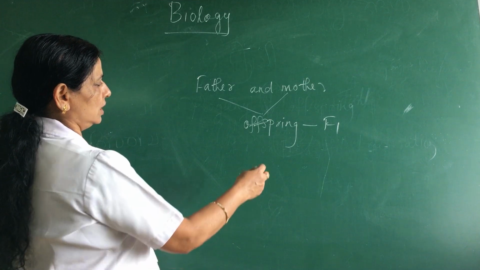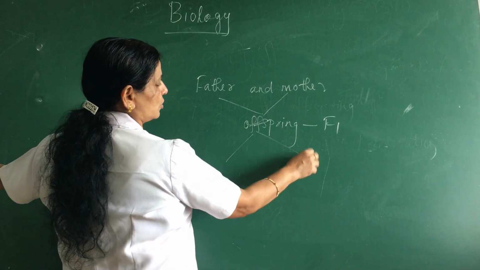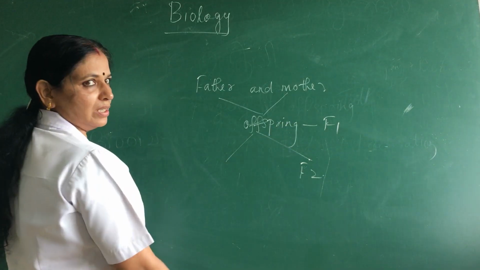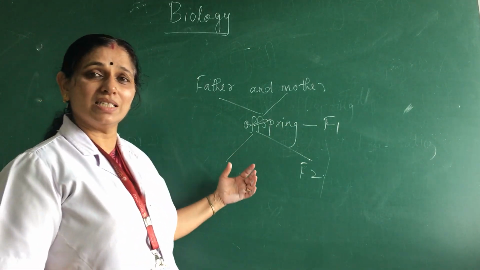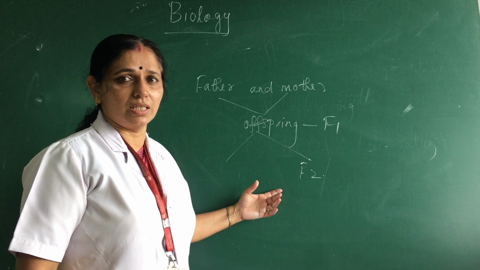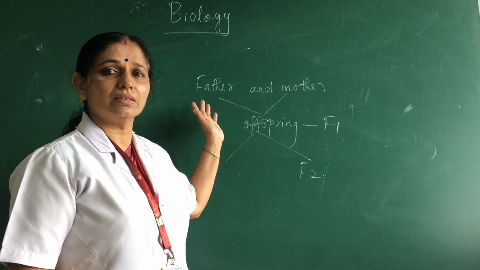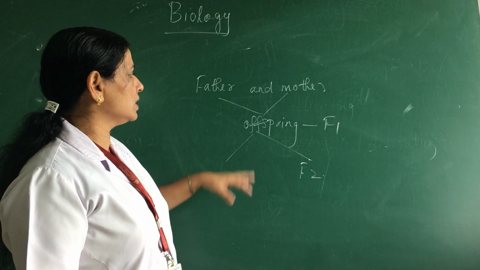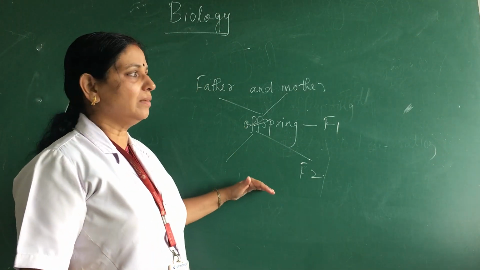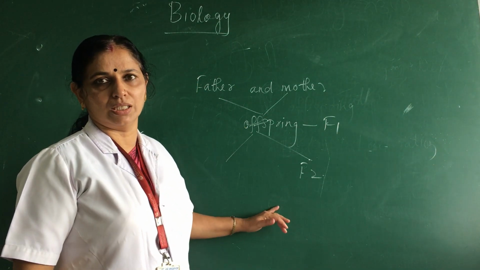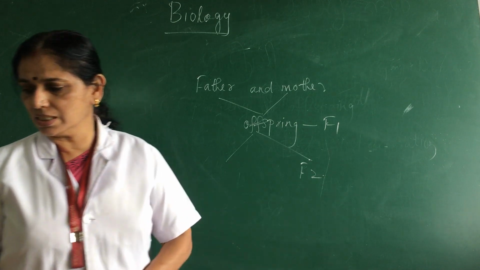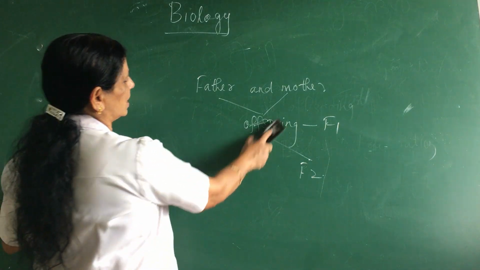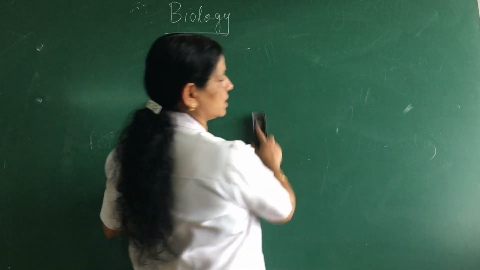And these progeny cross and produce, what happened? The F2 generation is produced. The F2 generation, or the grandchildren. Got it? Grandchildren are the F2 generation. In that way, this is the F1 generation and the grandchildren are the F2 generation. Got it? And the next term is: who discovered or first studied the pattern of inheritance?